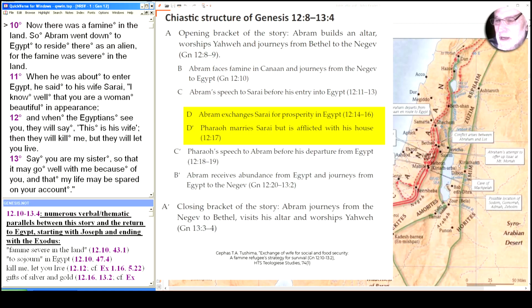I've copied this directly from Tushima's article, but I would take some issue with the question of both whether he marries Sarai and whether it takes place in verse 17 or not. Because, as we'll see next video, the issue is Pharaoh takes Sarai into his house, but that's in verse 15. And whether this is marriage or simply a royal taking into a harem is another question. But what that shows us is how this is framed in this symmetry.